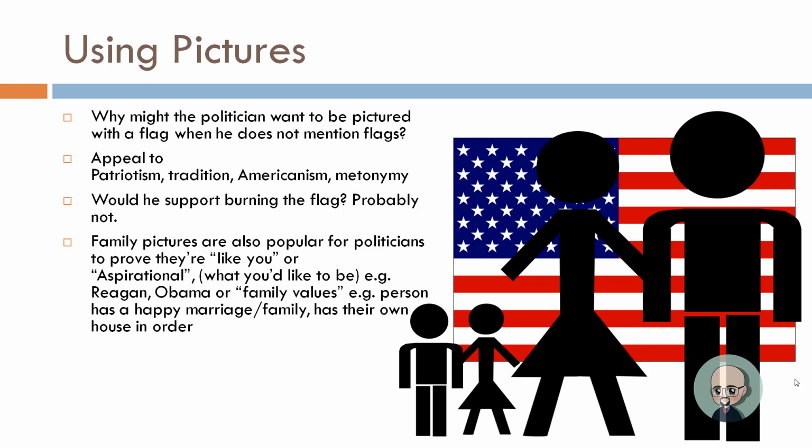Family pictures. You might notice I put a wife and kids there now. Okay? You'll see that a lot in political pictures too. They're popular for politicians to prove they're like you or aspirational, what you'd like to be, like the Reagans or Obama. Okay? Those are very aspirational figures. They had beautiful families. Their wives were very attired in the latest fashion. People used to go out and buy the dresses when a Michelle Obama wore one, or Nancy Reagan, or JFK's wife, okay, wore one of these new dresses.